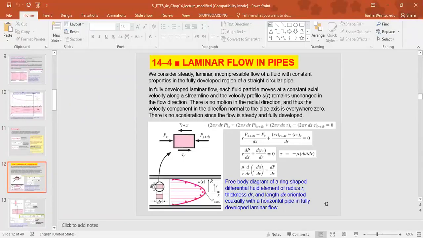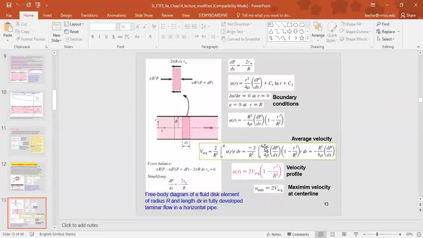Now focus on the laminar flow in pipes. For the laminar flow in pipes, those are equations you may check on your own, in case you are asked to derive these equations. So the velocity profile in the circular tube is given through this equation. The average velocity is according to this equation. The maximum velocity equals twice the average velocity. That's all for laminar flow in circular pipes.